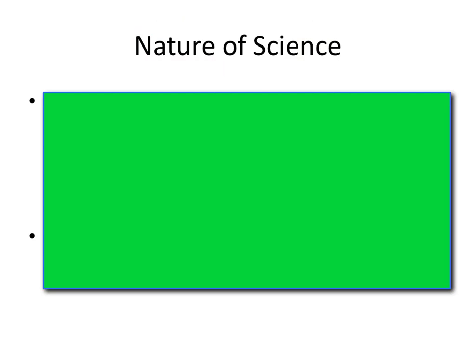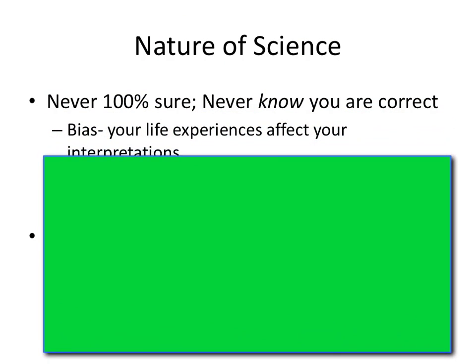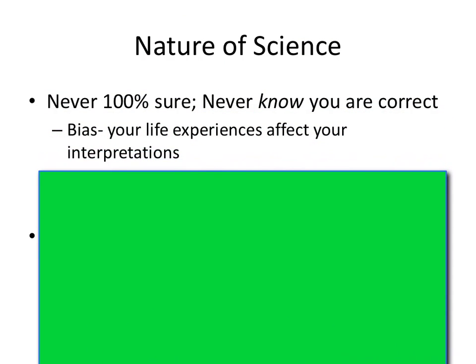So, first major thing about science, at least the major thing that I focus on, is we're never 100% sure about anything. We never know we are correct. We can be pretty confident. We can be like 95% confident. We never know for sure that we're correct. And how can you never know you're correct? You know, you do a math problem and you feel like you know that you're correct.